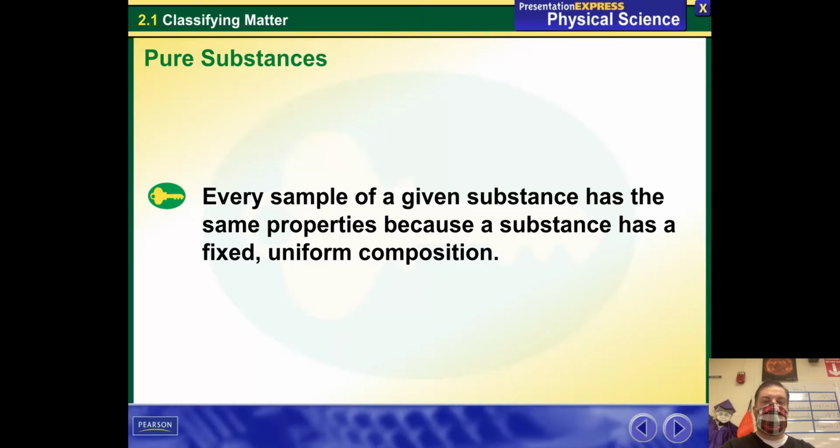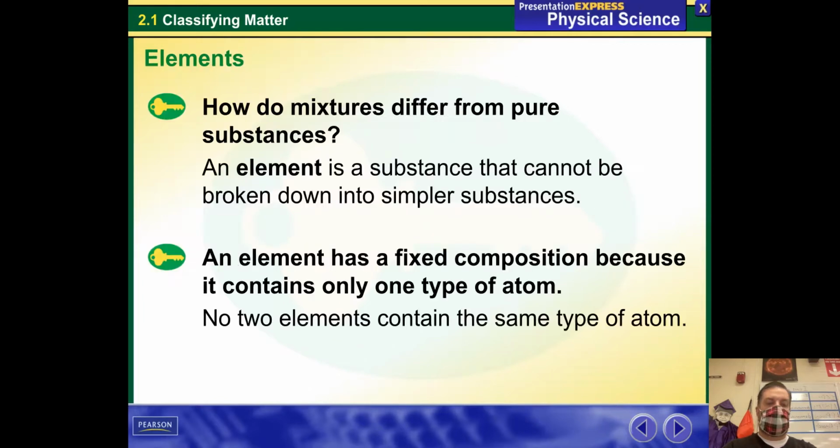Every sample of every given substance has the same properties because the substance has a fixed uniform composition. Salt is sodium chloride, and every grain of salt is sodium chloride. So that's why it's referred to as a pure substance. Water, H2O, 2 hydrogen per 1 oxygen, no matter how big the size of the water, whether it's one molecule or a cup of water.